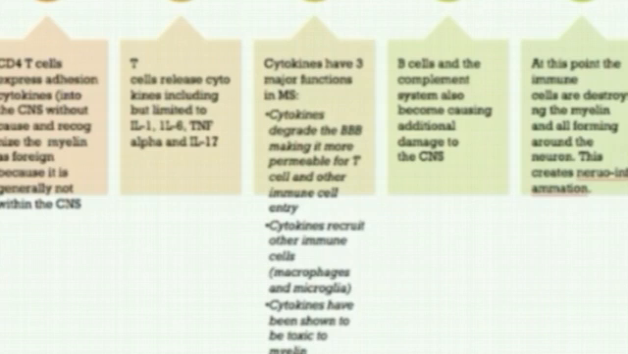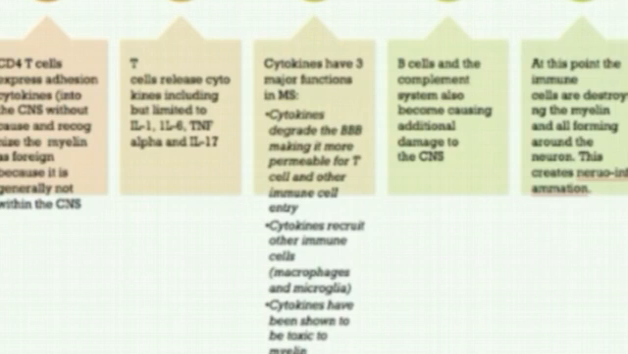So first, T cells become activated due to unknown factors. Secondly, CD4 T cells make their way into the CNS and recognize myelin as foreign. Thirdly, T cells release cytokines. And fourth, this describes what cytokines do, and they have three major functions.